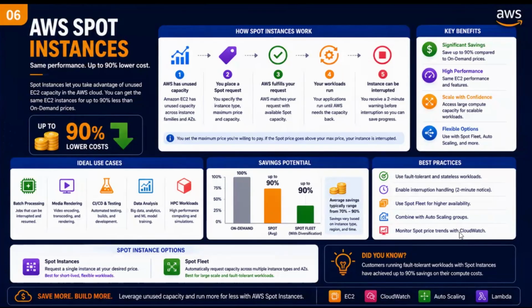Let me clear one thing. With Spot Instances, you request a single instance at your desired price, and with Spot Fleet, you automatically request capacity across multiple instance types and availability zones. If you need multiple instances with a huge requirement, choose Spot Fleet. If you need a single instance type, choose Spot Instances. So this is the Spot Instance overview.